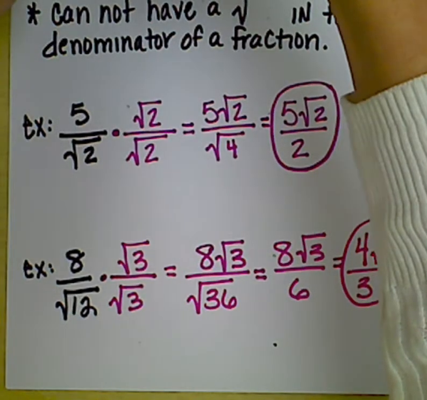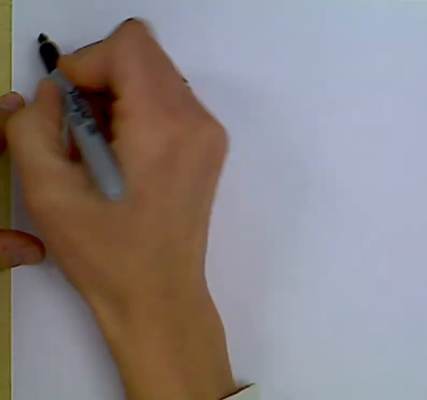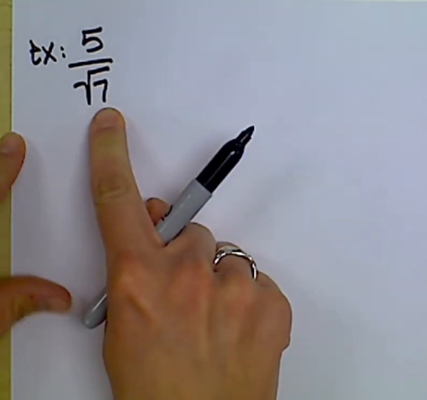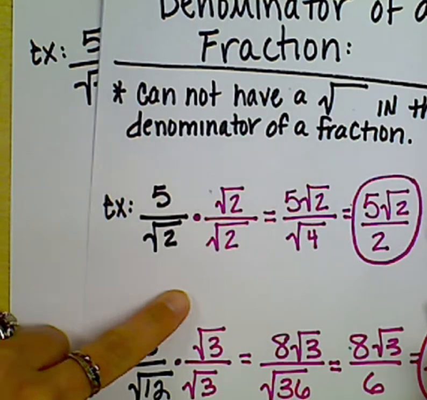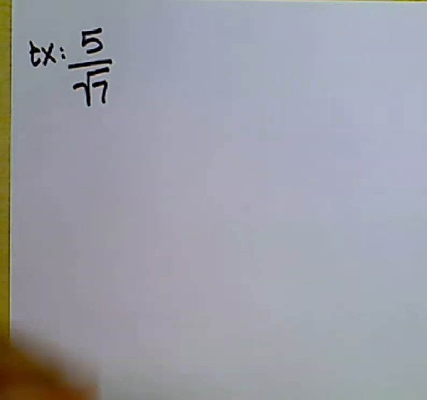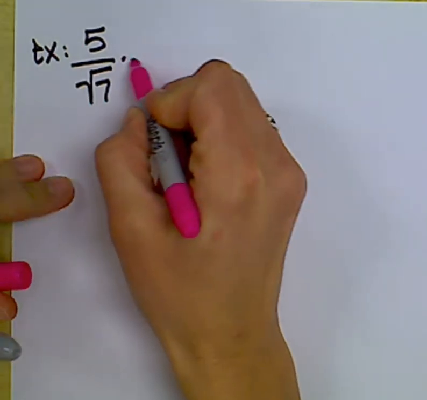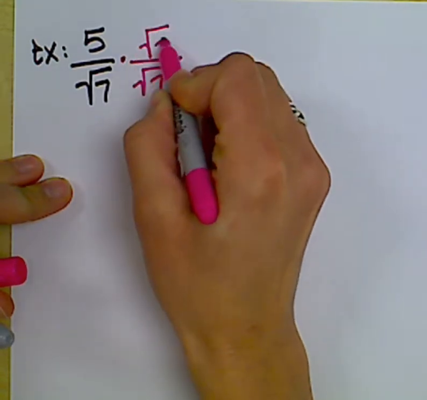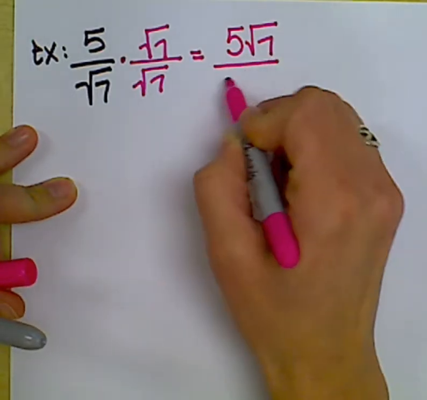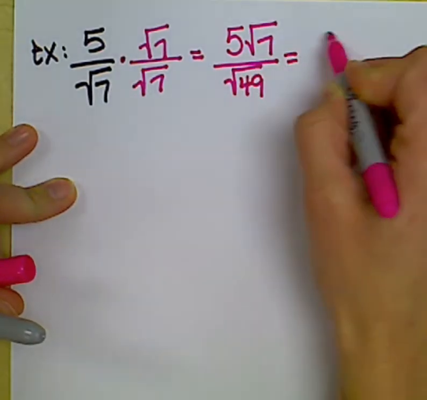Let's take a look at another example. Instead of looking at any number on the bottom, let's concentrate on an example where we have 5 over the square root of 7. This number, very much like our number 2 from the other example, is a prime number. The nice part about prime numbers is you only have one option. You always have to multiply by the same number, radical 7 over radical 7. When you multiply straight across, 5 radical 7 over the square root of 49, which automatically gets you right back to the number 7.